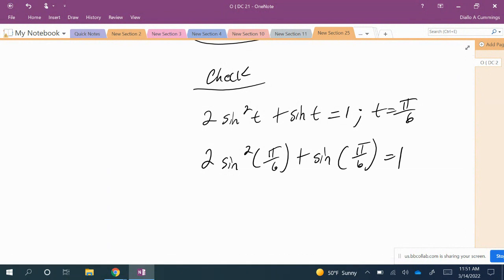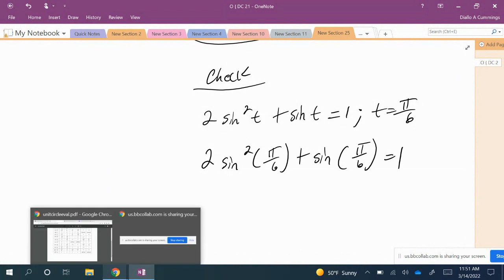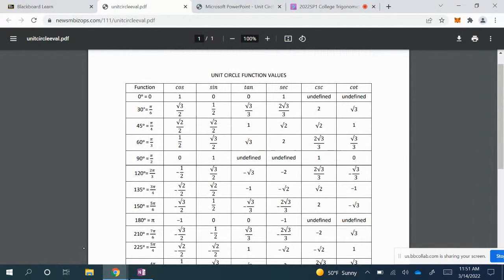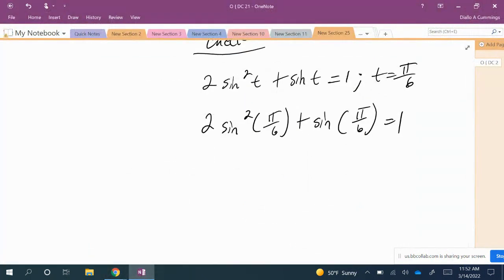I'm going to look back at the function values chart and evaluate the sine of pi over 6. The sine of pi over 6 is 1/2. So this is 2 times 1/2 quantity squared, because the sine of pi over 6 is 1/2 and then we square that quantity, plus 1/2 is equal to 1.